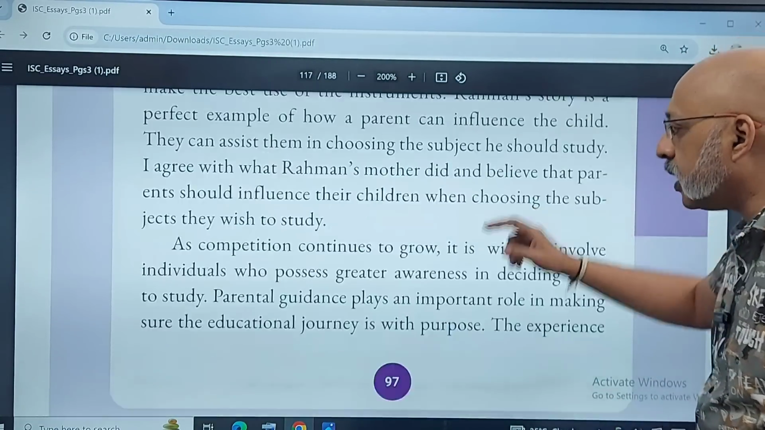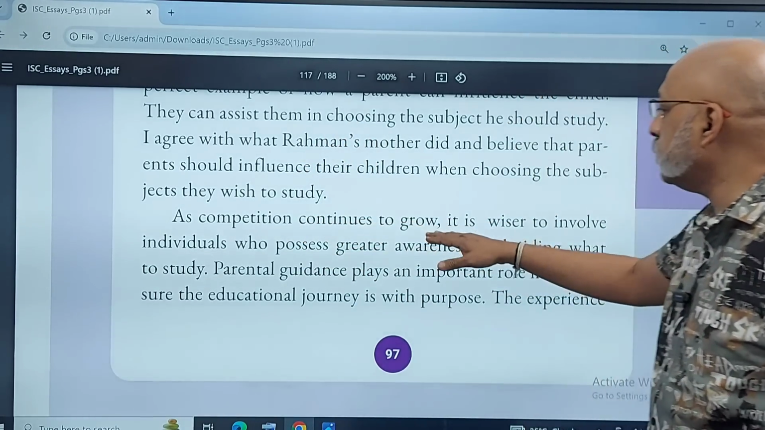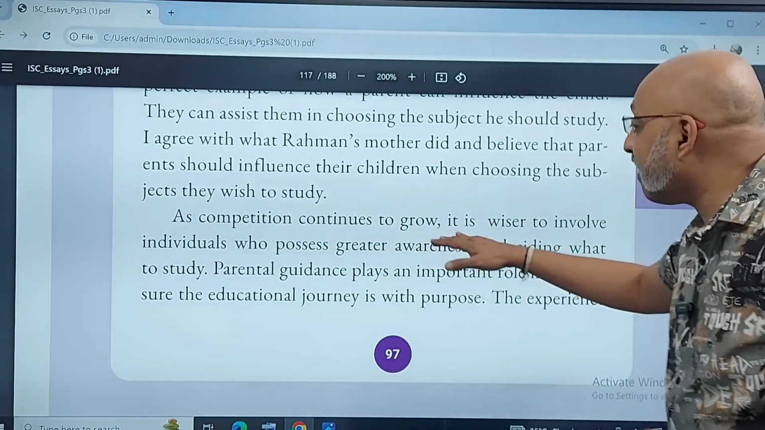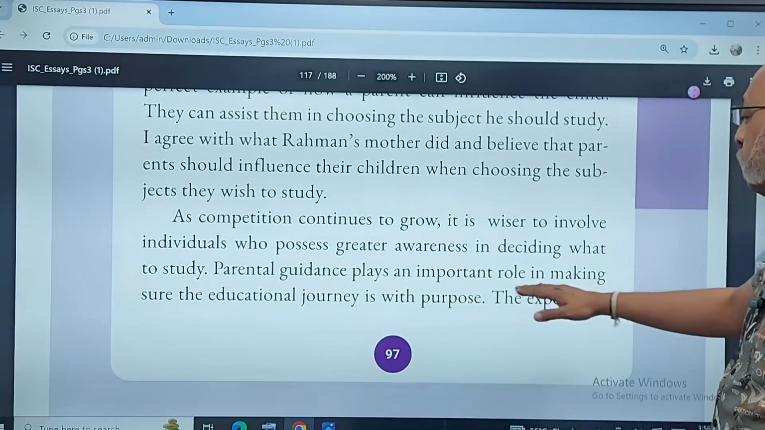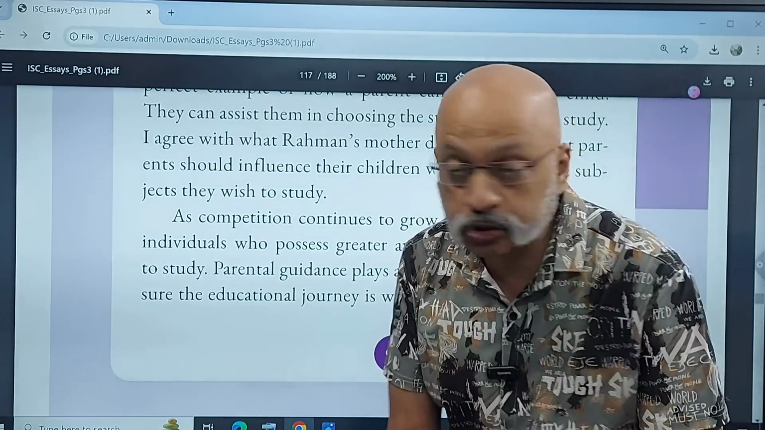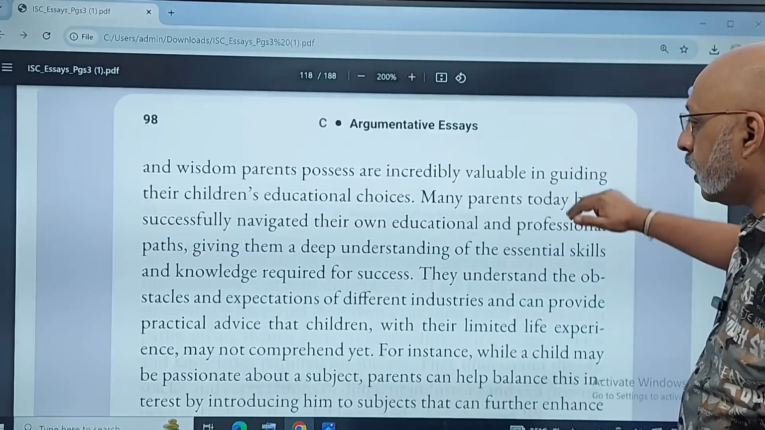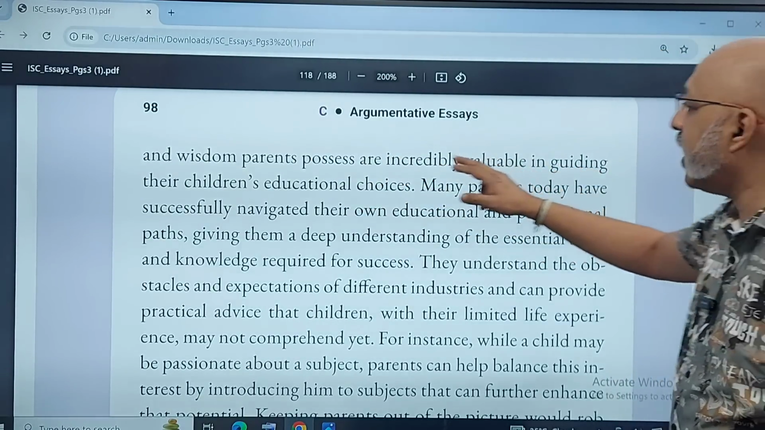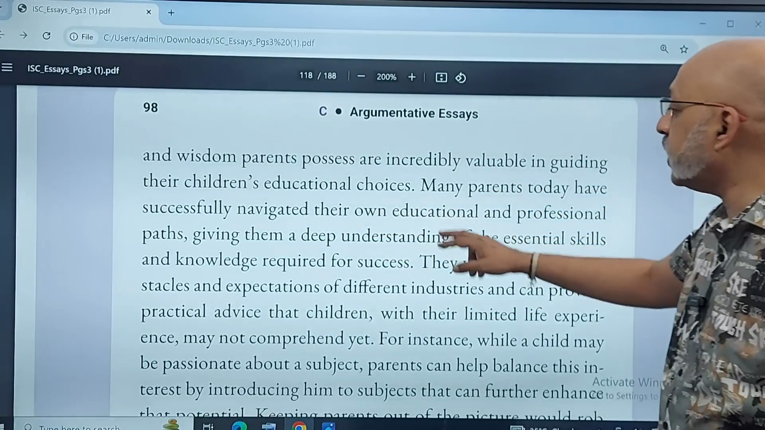Now, as the essay continues, you're getting into the topic because you have stated your position. As competition continues to grow, it is wiser to involve individuals, that is your parents, who possess greater awareness in deciding what to study. Parental guidance plays an important role in making sure the educational journey is with purpose. These are the kind of phrases that you should use. The experience and wisdom parents possess are incredibly valuable in guiding their children's educational choices. Many parents today have successfully navigated their own education.